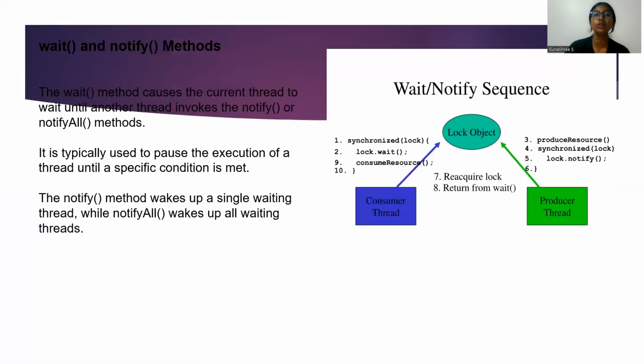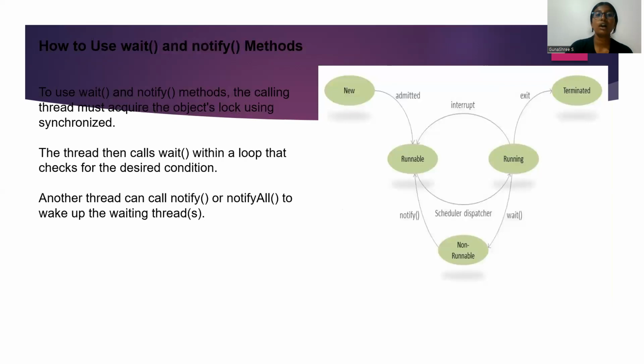How will the wait and notify methods be used to communicate between threads? The wait method will cause the current thread to wait until another thread invokes the notify or notifyAll methods. It is basically used to pause the execution of a thread until a specific condition is completed. The notify method will wake up a single waiting thread, while notifyAll will wake up all the waiting threads.